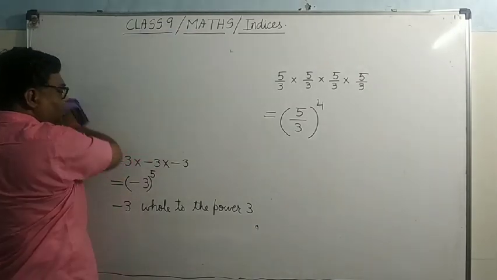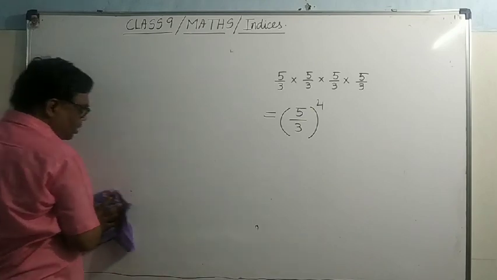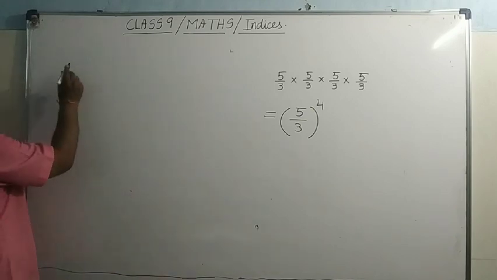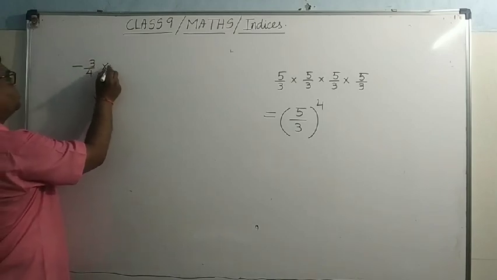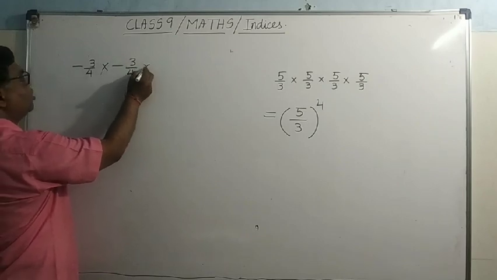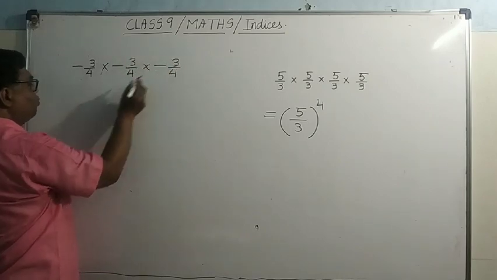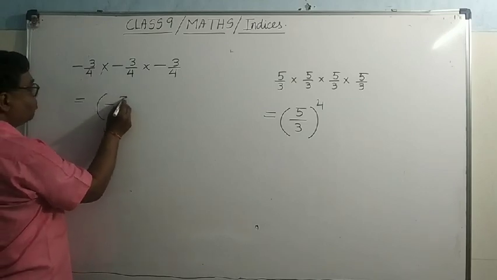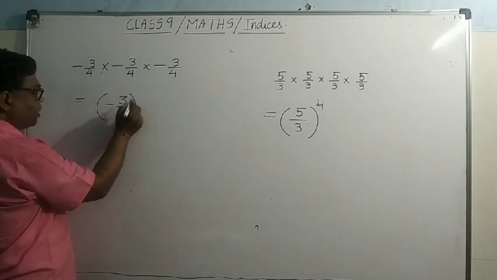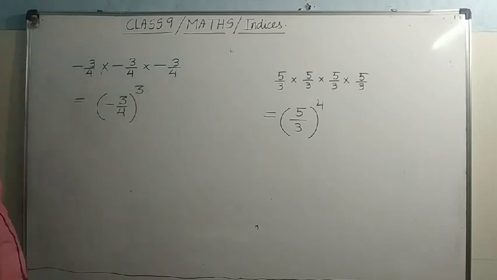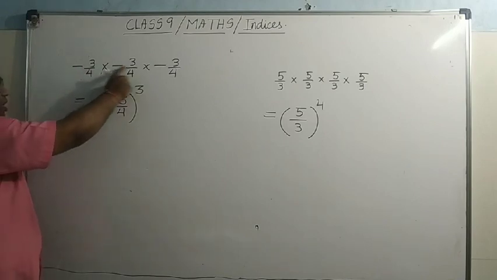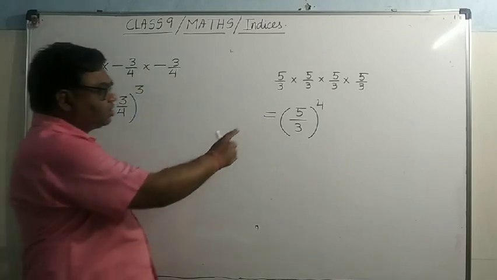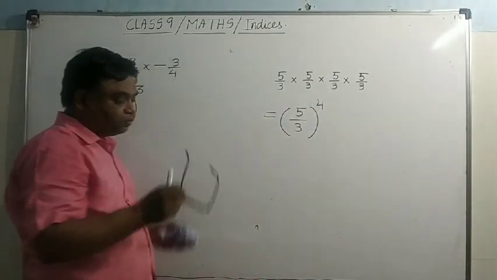It's clear? Now you can see here one more. I am taking minus 3 upon 4 into minus 3 upon 4 into minus 3 upon 4 into minus 3 upon 4. What will you write? Minus 3 upon 4 within the bracket whole to the power 4. What is base? Minus 3 upon 4. What is power? Power is 4. It's clear? So this is the exponential form. Here it is in the expanded form.